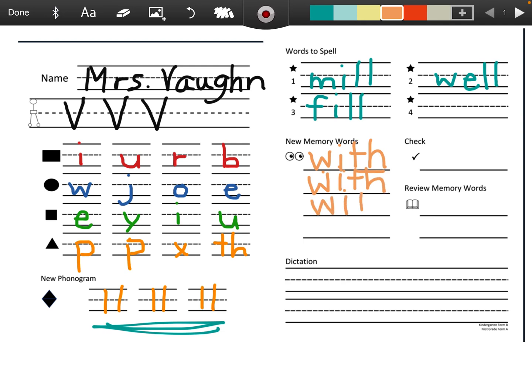Go ahead and pause it if you need to get it written 4 times. And then press play when you're ready to start again. All right, if you're ready, that means you have written with 4 times. Go ahead and cover up with so you can't see it and try to write it next to the check mark. I'll give you about 5 seconds. All right, spell with for me. You should have spelled W-I-T-H, with. Nice job.